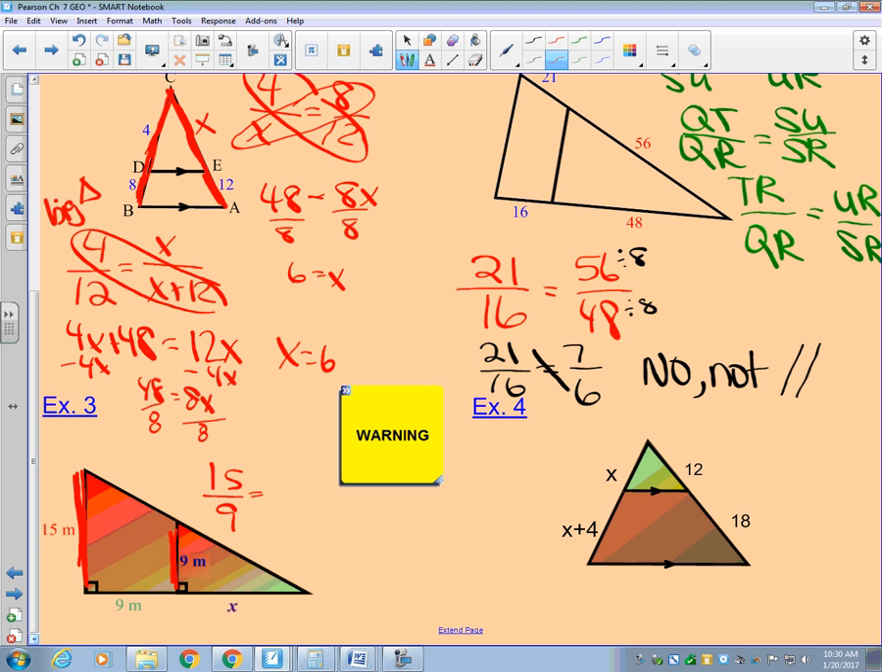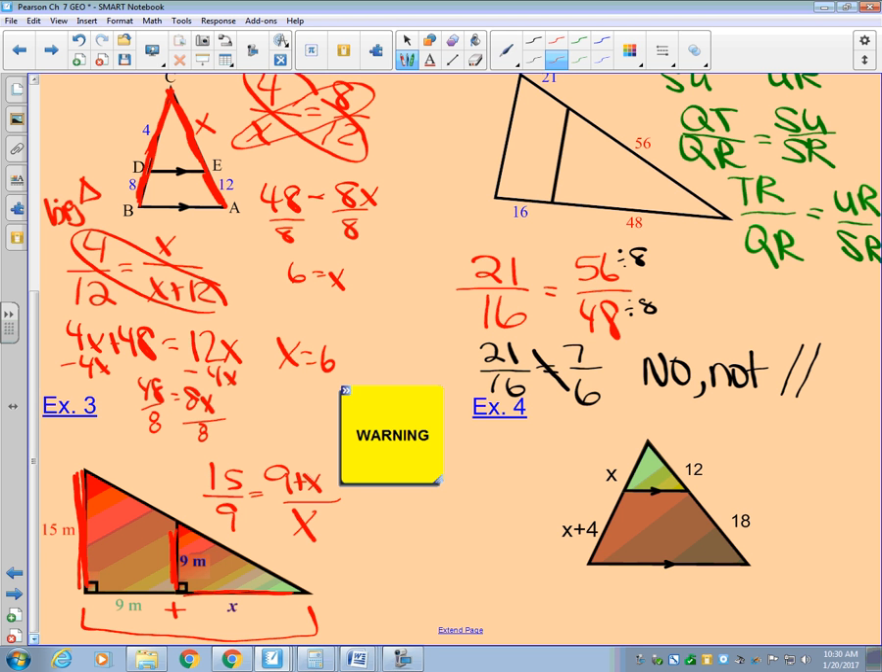And 15 is the base of this big triangle. So what is this bottom side of this big triangle? The whole distance here. Yeah, so it's going to be 9 plus x. Do not be fooled. Do not just put 9 down. So then it's this whole side length over this little guy right here.